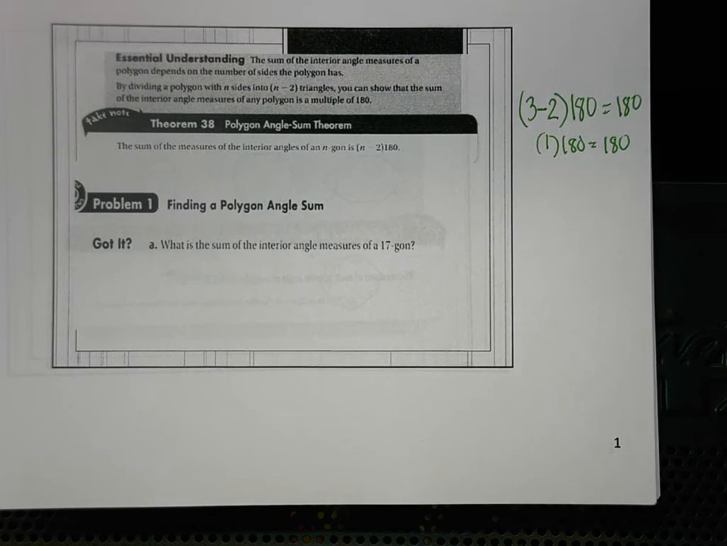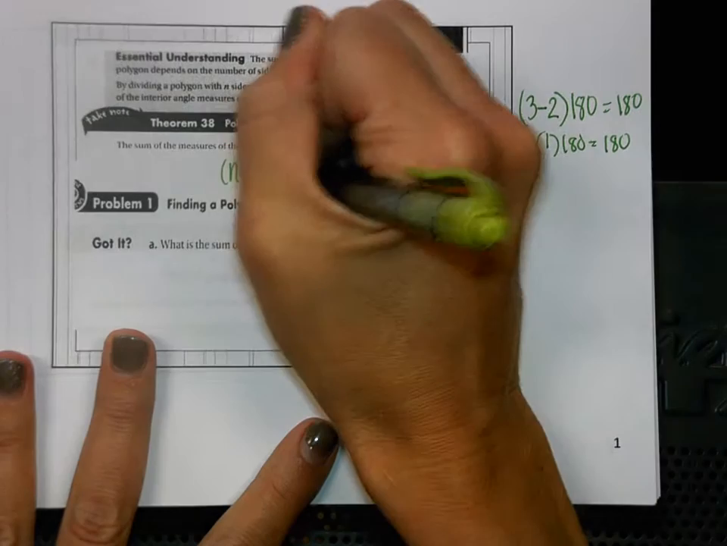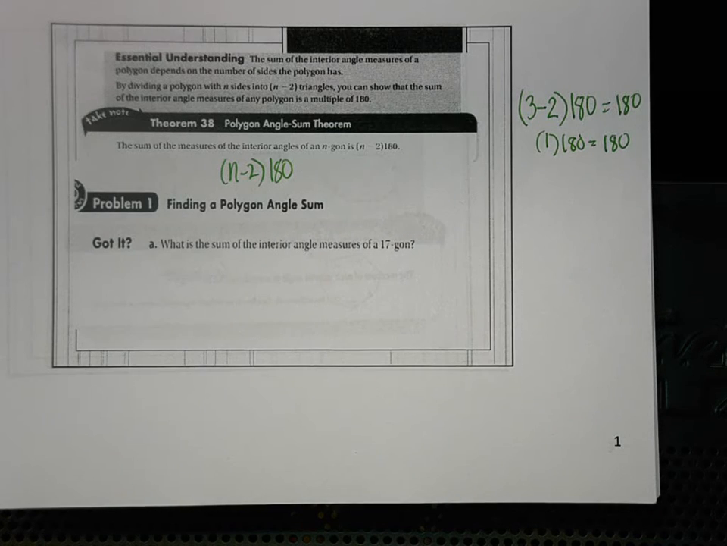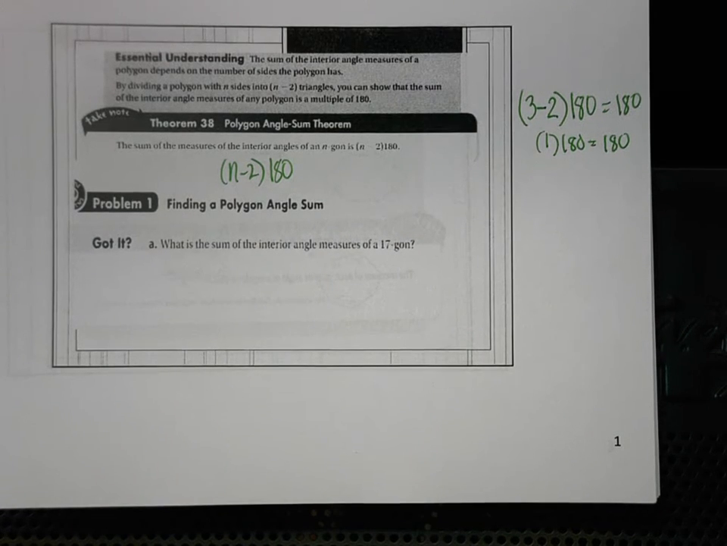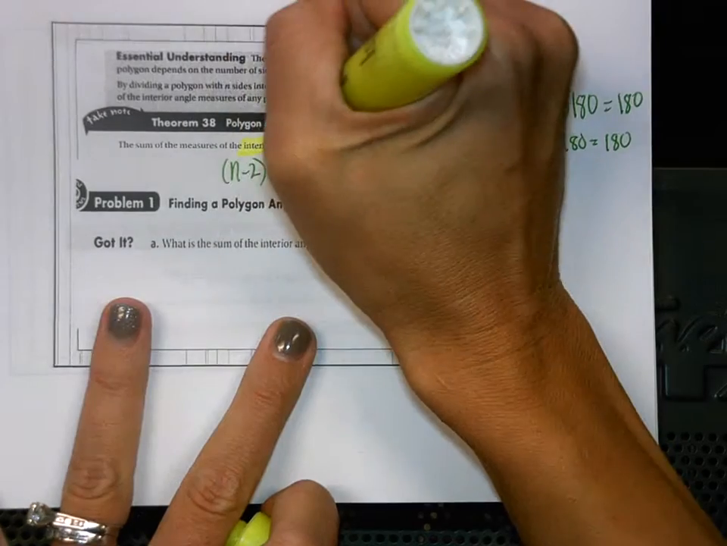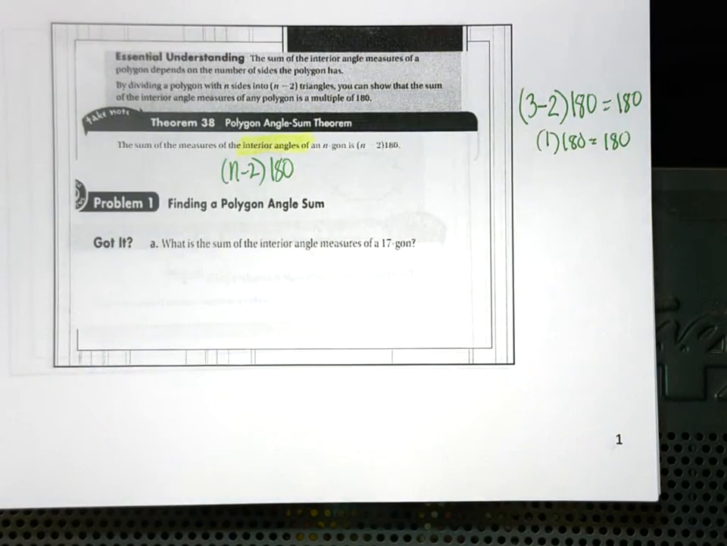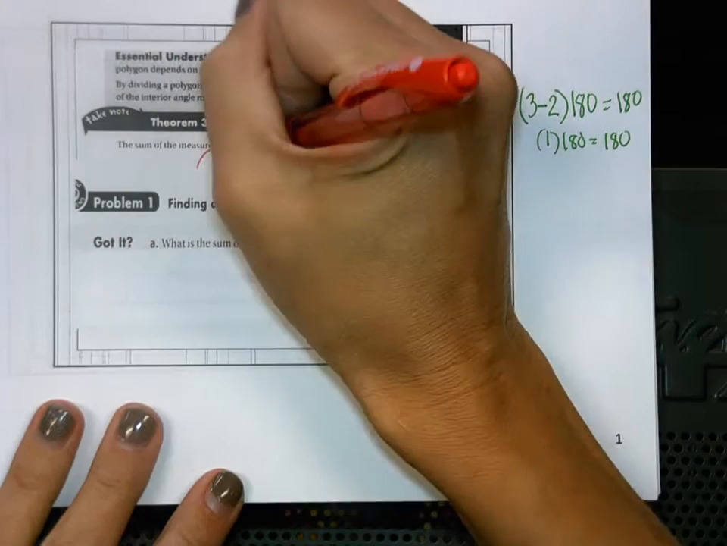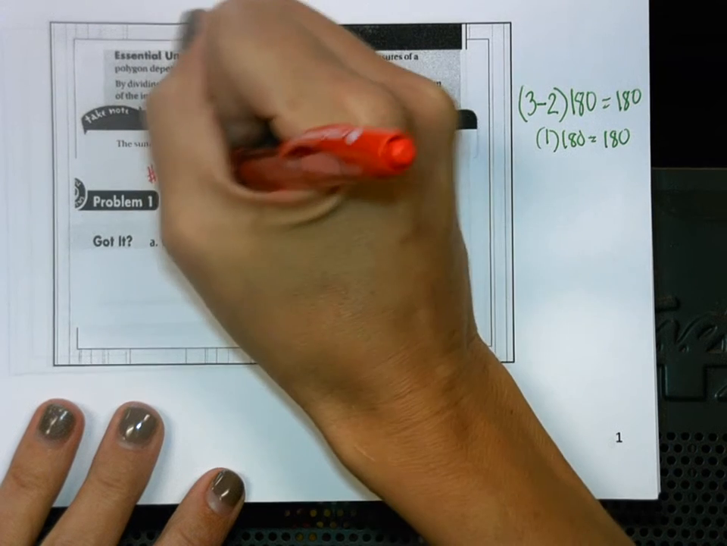Now, why I use this example is that we know a triangle has 3 sides, and we know that all triangles add up to 180 degrees. Now, there is a formula, and the formula is this. It is that n minus 2 times 180 will always give you the sum of all of the interior angles, and n represents your number of sides.